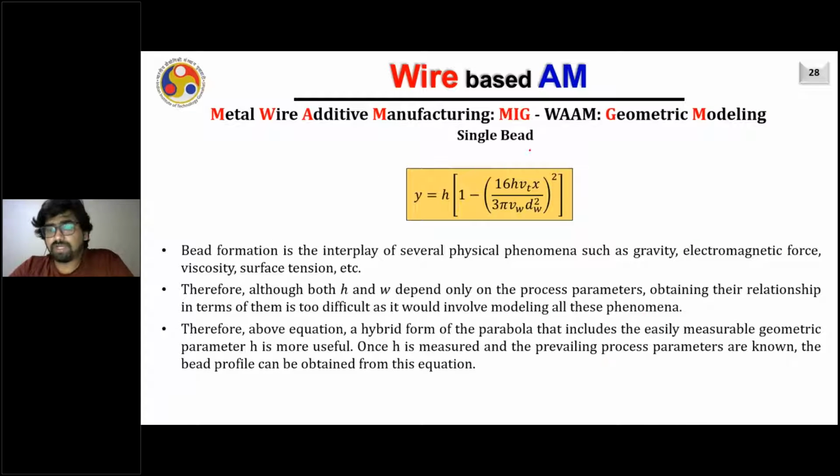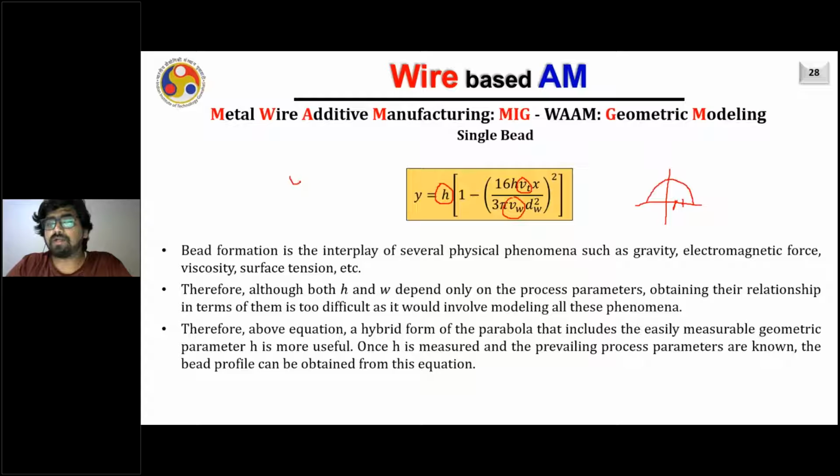So now I have the entire formula in terms of only one unknown parameter, H. What you can do is deposit the bead and measure the height H of the bead, and then you can find the height anywhere on the bead. You have the parabola. Now you know the maximum height, and you can find the height at any location. This formula can help you in that. The other parameters are already known to me. H is already measured. The velocity of the torch is already known, right? The wire feed is also known. Why is the wire feed known?